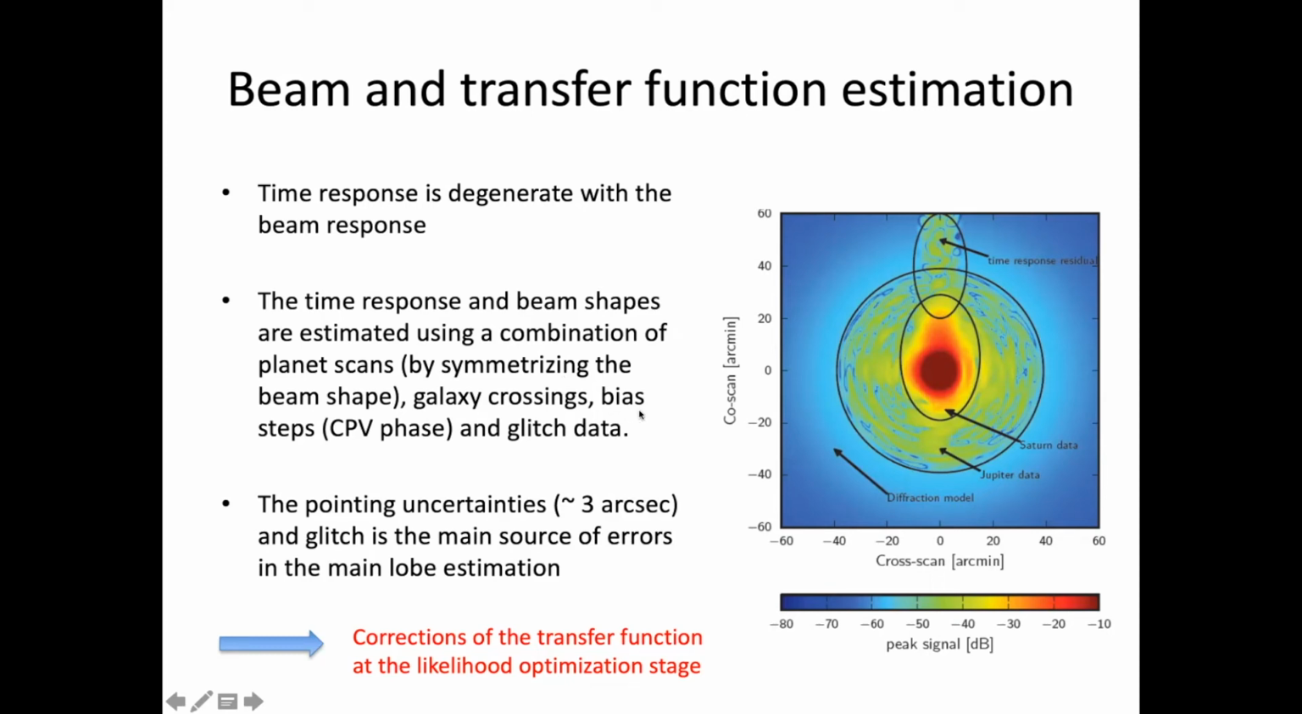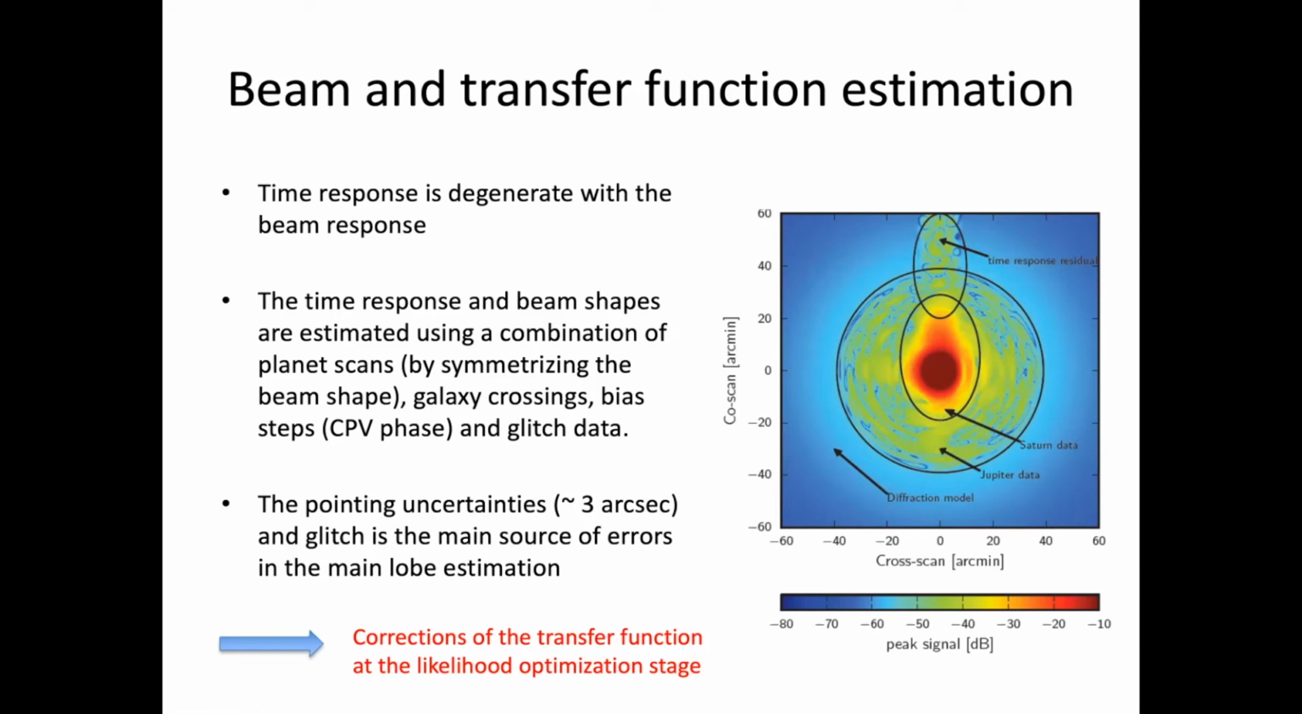You can also break the degeneracy using the different bias steps, which were done in the early phase of the mission by putting some steps in the data. You can fit some time constants this way, but it was a difficult operation. I should say that all of this was limited by glitches again. We had so many glitches falling everywhere that the efficiency of the deglitching was not the same while scanning planets to estimate the beam as compared to the rest of the data.